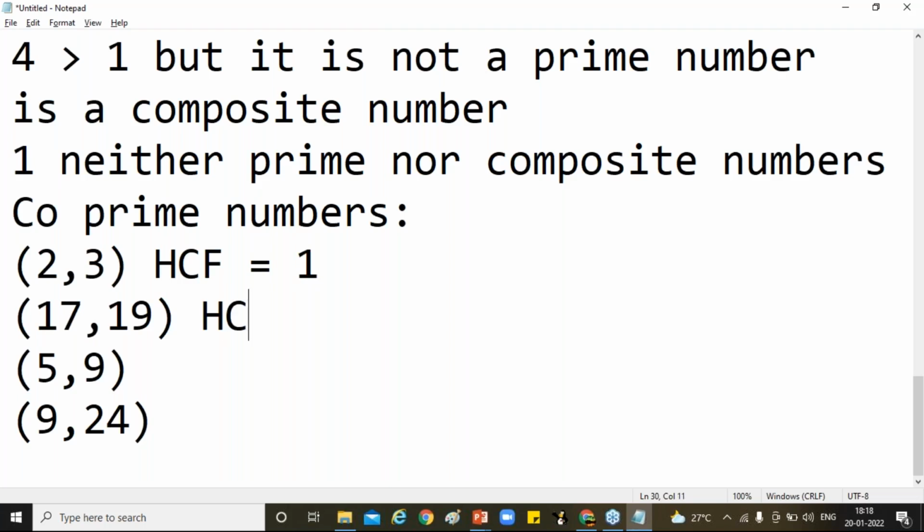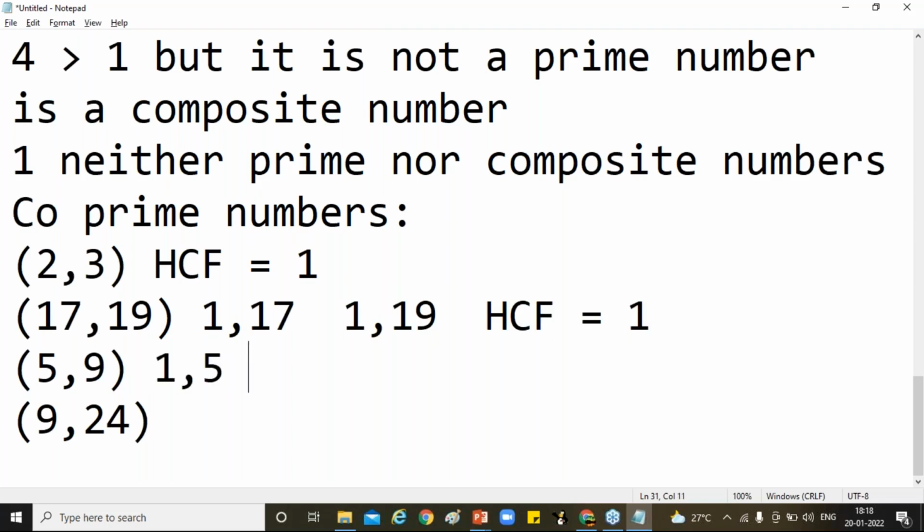The highest common factor between 17 and 19. So what are the factors for 17? 1, 17. What are the factors for 19? 1, 19. The highest common factor is only 1. If you take 5, 9, the factors of 5 are 1, 5. 1, 3, 9 are the factors for 9. So the HCF, the highest common factor, is only 1.